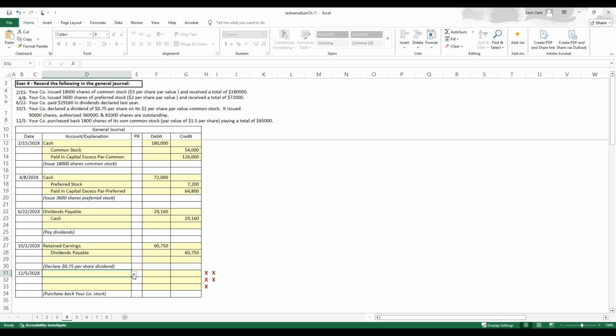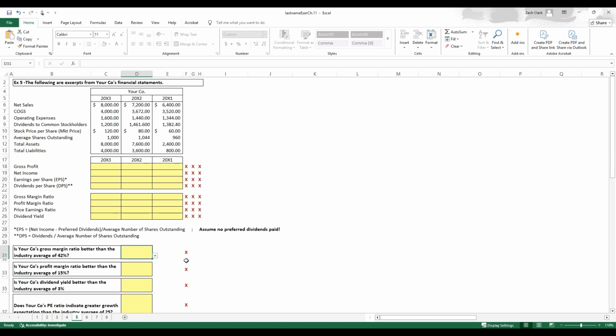And then we had a stock buyback type situation. So again, we use the contra equity account treasury stock, and we credit cash. And what was the total? 45,000, I think. Yeah, it just told us what the amount was there. So, basically the same journal entries from the second tab, so nothing to get too excited about there.